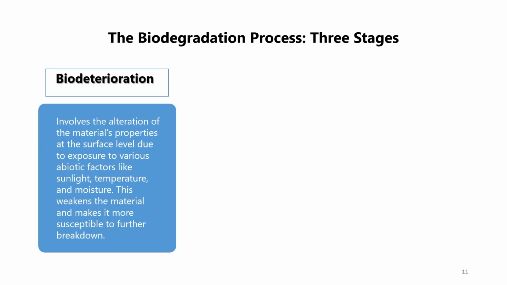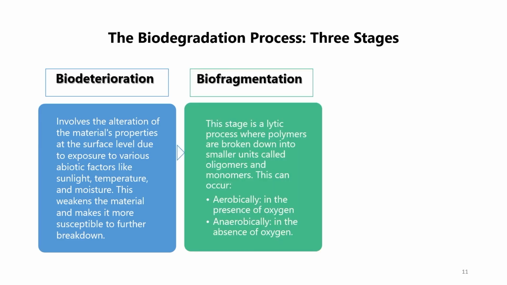This process of biodegradation can be divided into 3 stages. The first one is biodeterioration, which involves the alteration of the material's properties at the surface level due to exposure to various abiotic factors like sunlight, temperature and moisture. This weakens the material and makes it more susceptible to further breakdown.